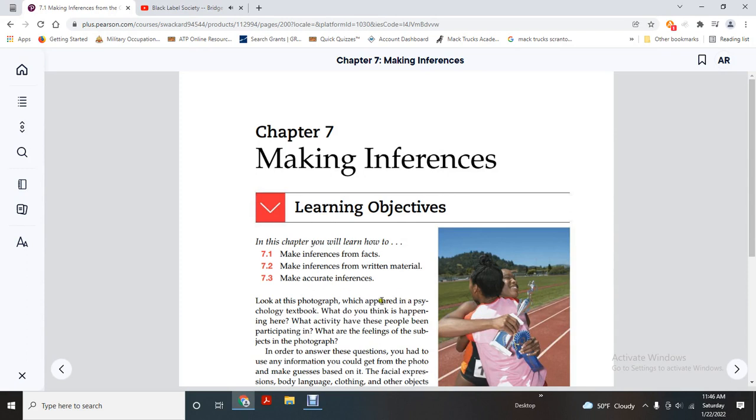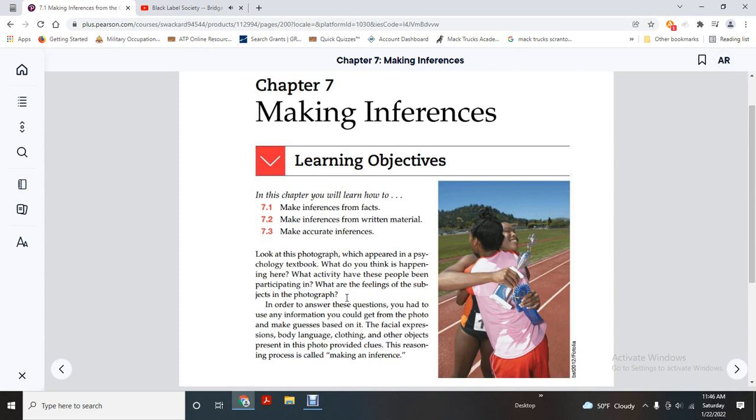Look at a photograph which appeared in a psychology textbook. What do you think is happening here? What activities have the people participated in, and what is the subject of the photograph feeling? In order to answer these questions, you use information you can get from the photo, making guesses based on the physical facts, expressions, body language, clothing, and other objects presented in the photo, which provide the clues. The reasoning process is called making an inference.